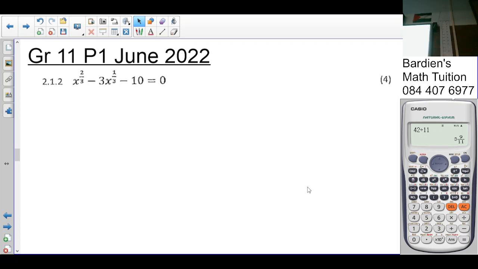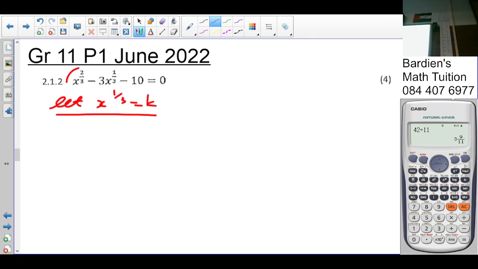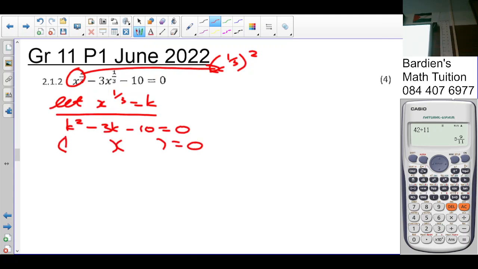The next one is a substitution question. We're going to make the sum a bit more manageable, or a bit easier to work with. So what I do here is I say let x to the third equal k. Remember that x to the sixth can be written as x to the third squared. So in other words, this will be k squared minus 3k minus 10 is equal to 0. Trinomial, it will be k and k, 5 and 2, minus plus. So k is equal to 5 or k is equal to negative 2.